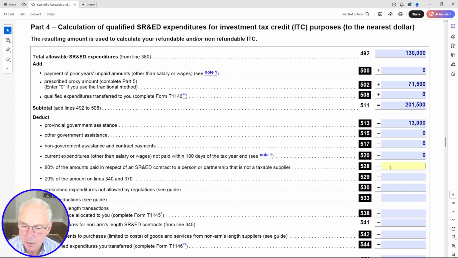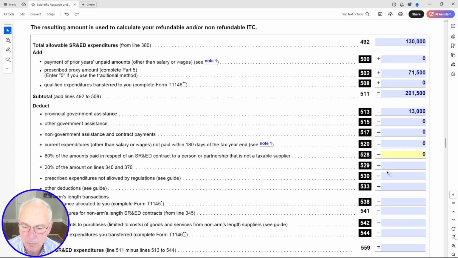So the last one that we want to make sure that we have an accurate number for is contractors. If we used a contractor, we would put in 80% of the amount that we pay to that contractor.